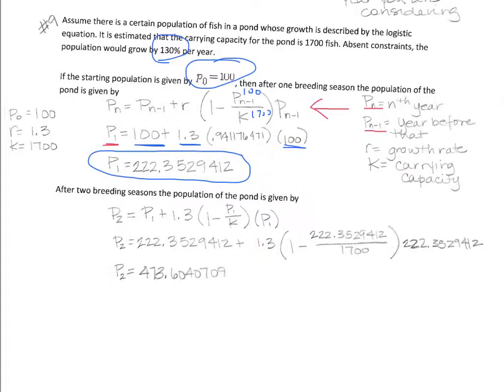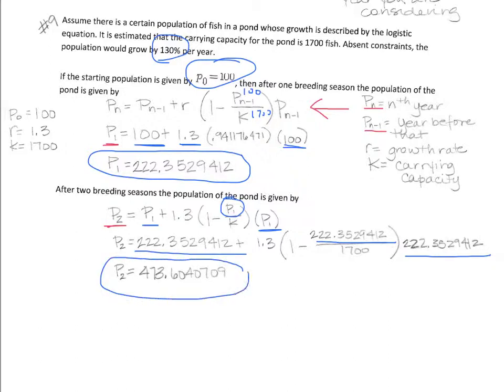After 2 breeding seasons, what we do is we use that population from after 1 breeding season to do the 2nd breeding season. So it's the same exact process, except now what I want is P sub 2. And so I'm going to use P sub 1 in all these places to help me with that. So I'm going to plug in P sub 1 here, here, and here. And when I do all this arithmetic on my handy dandy calculator, I will end up with this population for P sub 2.